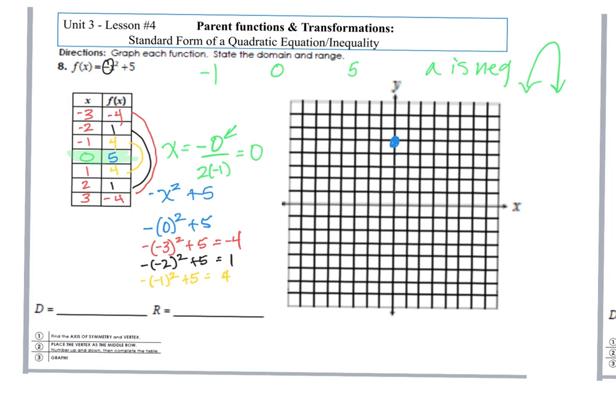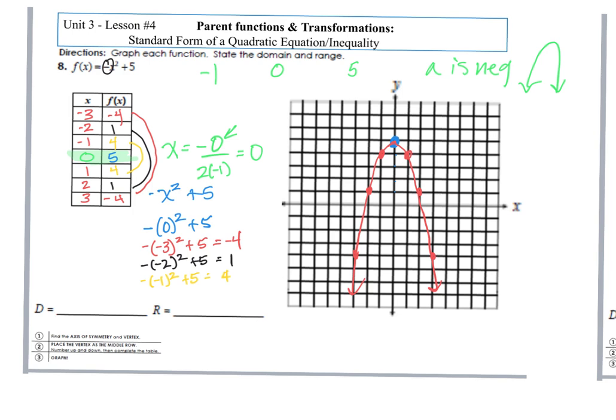Now graphing. We already have 0, 5 there. On either side of that, we're going down to 4. On either side of that, we're going down to 1 for y. And then we're at -4. Notice they're along the same line. So that's all the points we need to graph. Connect your points. And we're done with the graph.